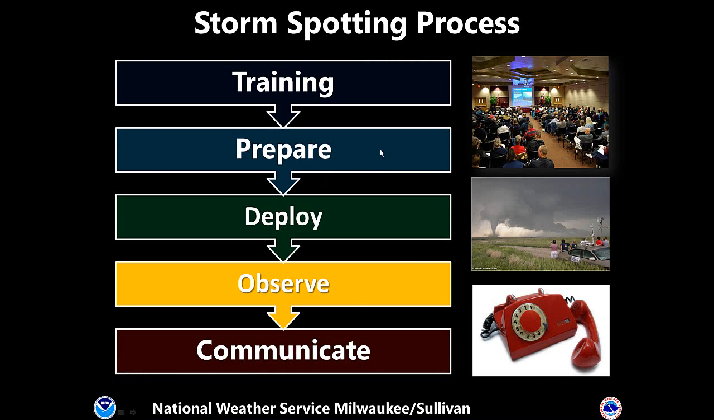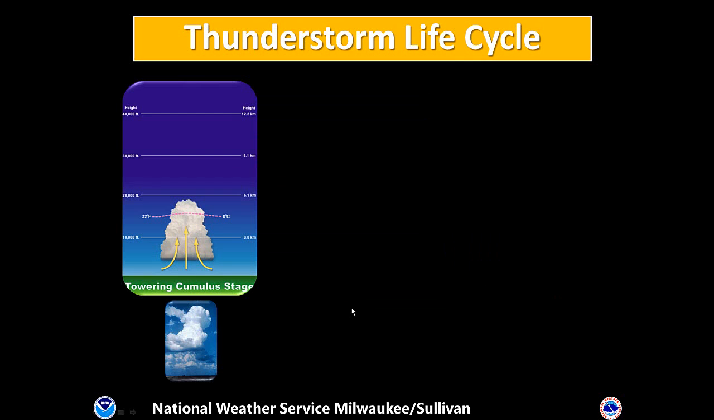So, in the entire storm spotting process, this is what we consider our fourth step, observing severe weather: what kind of things you can start to look at to report to the National Weather Service, things that we find important to us. A little bit of background on thunderstorms.